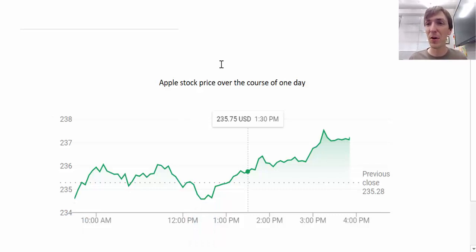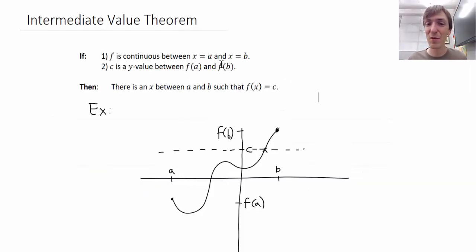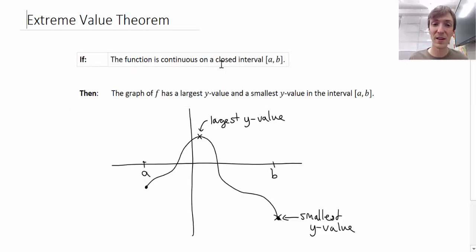All right, so I'm going to go over this one more time. The intermediate value theorem says that for every y value between the starting y value and the ending y value, there has to be a point with that particular value. The extreme value theorem says that if we're continuous on a closed interval between two points, then there has to be at least one point with the largest y value. There has to be at least one point with the smallest. Okay.